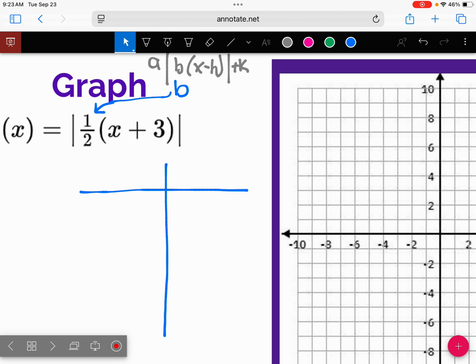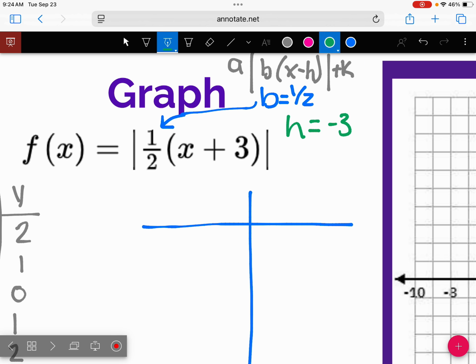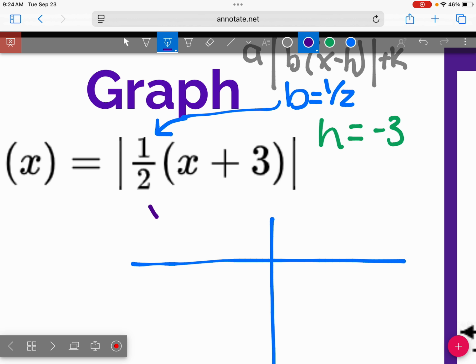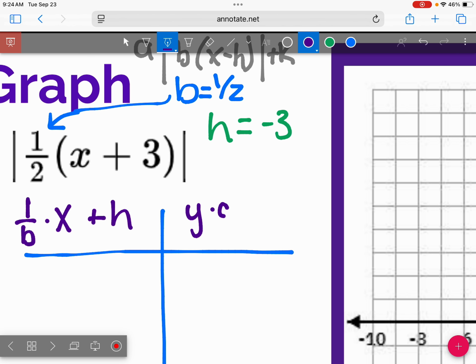What else we got? H. What value does our H have? Our H is -3. Our B is that 1/2. So when we're doing our transformations here, we're going to take either our X over B or X times 1 over B, plus our H, and we would have our Y times A plus K. Sorry, Y times A plus K.